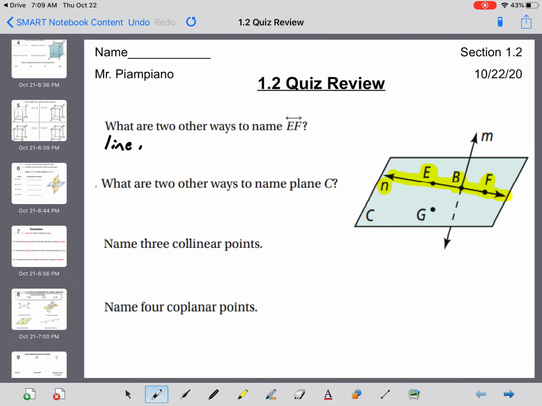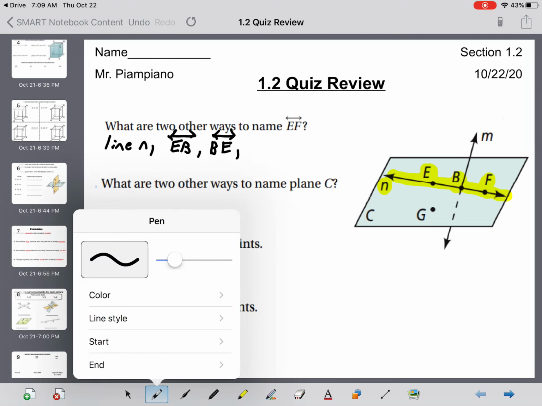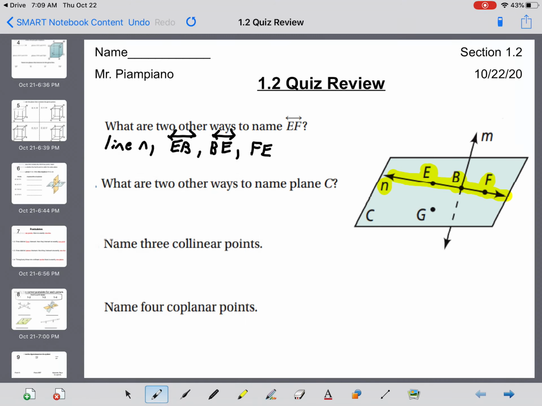Line N. We could call it line EB. We could call it line BE. Let me fix that up for you guys. Line BE. Okay, we could call it line FE. Or line FB. Okay, those are all your different options.